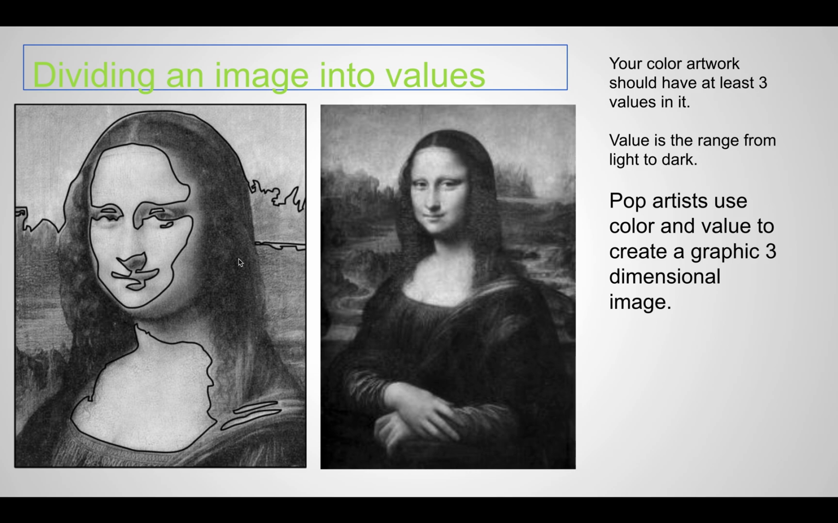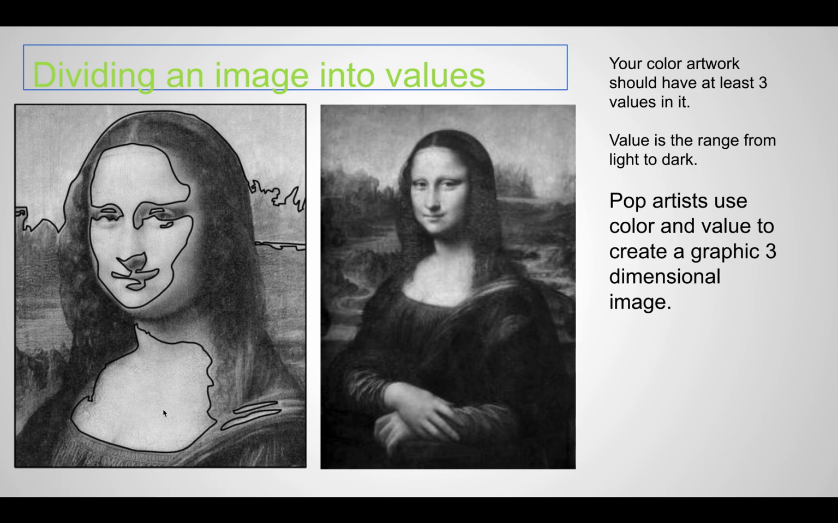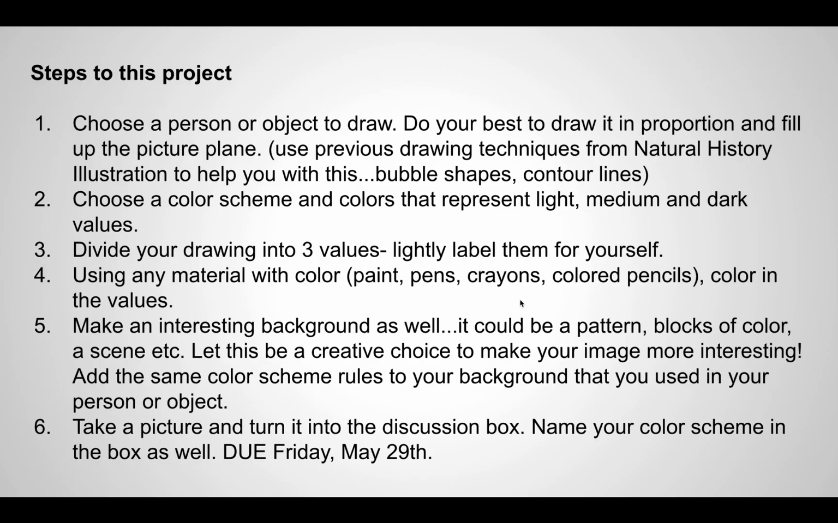So here are the steps, and I'm going to go over this. You're not going to do any of these steps today. We will go over this later in some demos, but you're going to be printing out or doing this digitally, finding an image of your pop culture person or icon, and you're going to divide the values up. So you're going to divide up the highlights, the medium tones, and the darker tones, and that's going to help you figure out where to put your colors. So here's some fun examples of Da Vinci's Mona Lisa, done in all different pop ways.